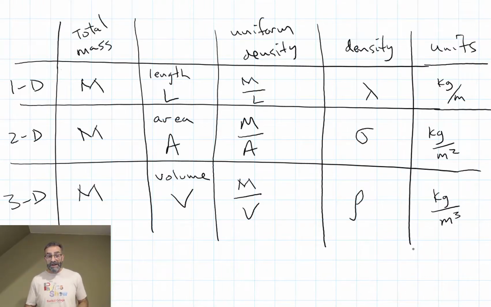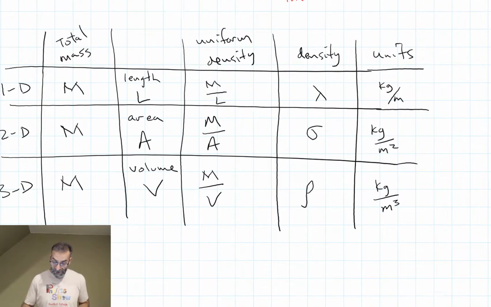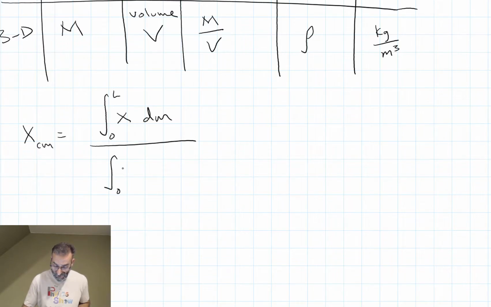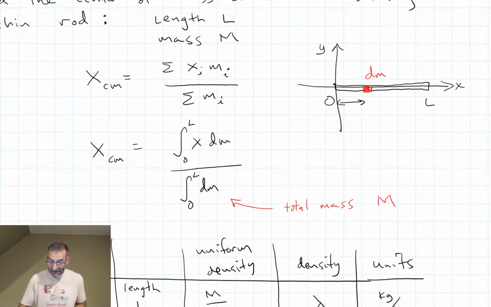So we're just doing a one-dimensional object, a rod, and I've already said the x center of mass is going to be equal to the integral from 0 to L of x times dm, and I'm dividing by the integral from 0 to L of dm. And what is dm? dm is the mass of this little red chunk here. And how would I find the mass of a little piece of my rod?